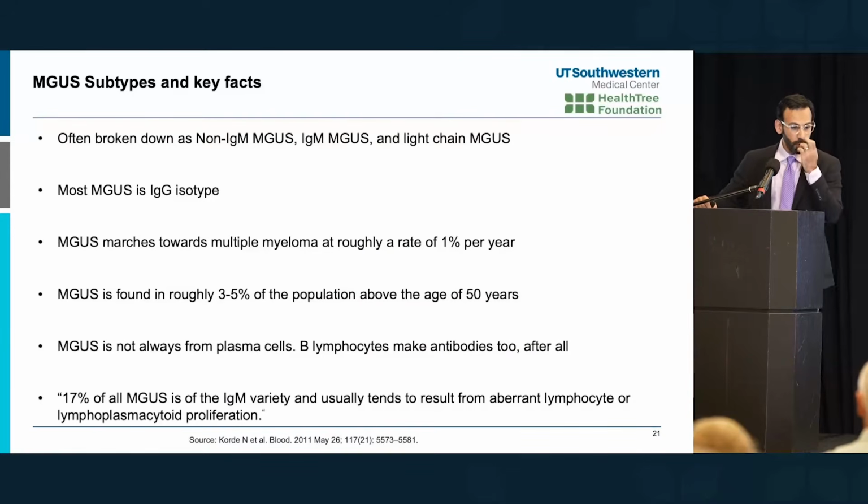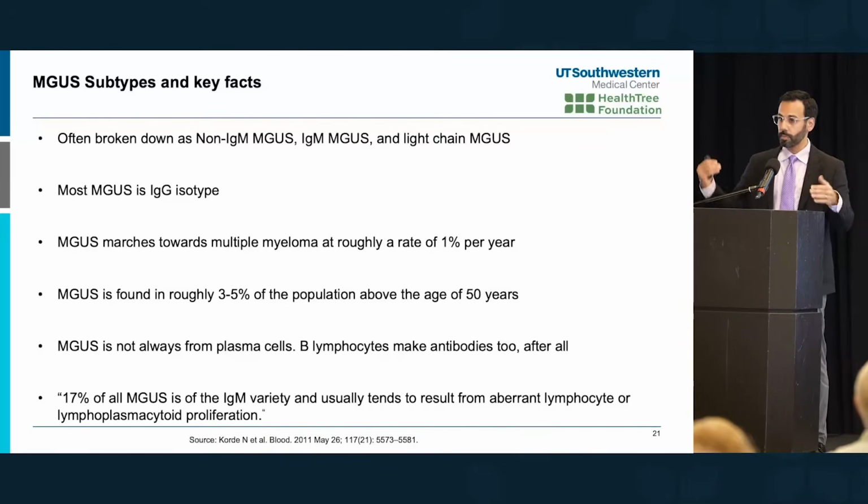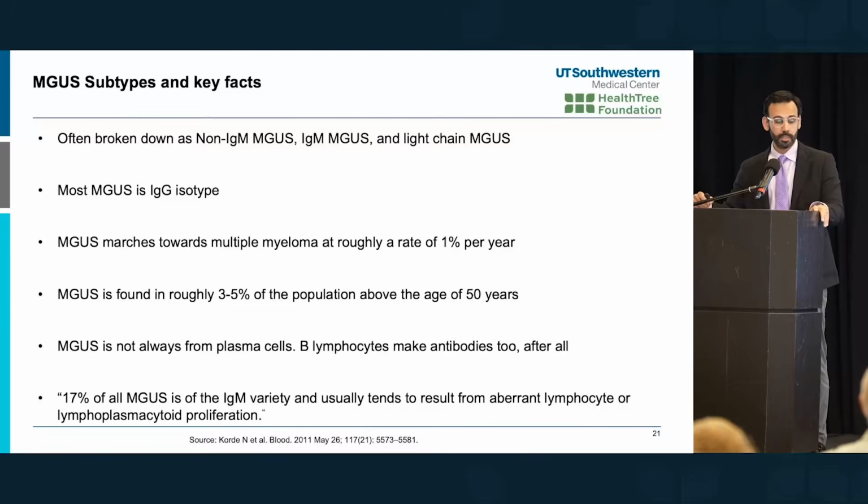So to talk a little bit more about just some subtypes and some key facts. So we often split MGUS into non-IgM MGUS, which generally refers to IgG, IgA, then IgM MGUS, and then light chain MGUS. The most common variety is IgG. It marches towards multiple myeloma at a rate of roughly 1% per year. Of course, some people are higher, some people are lower, but that's roughly said. It's roughly 3 to 5% of the population above the age of 50 that has MGUS.